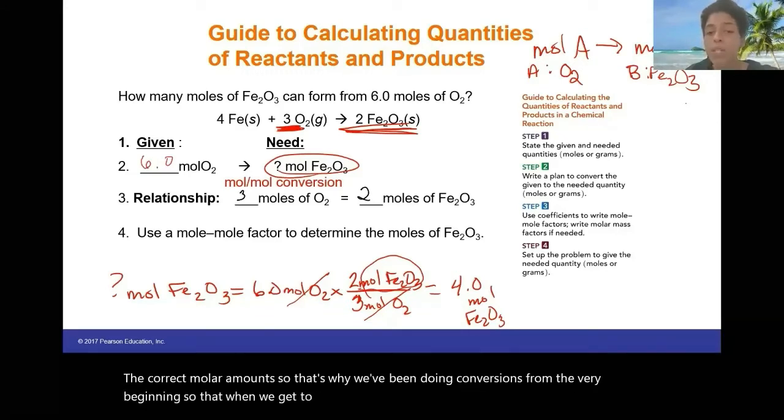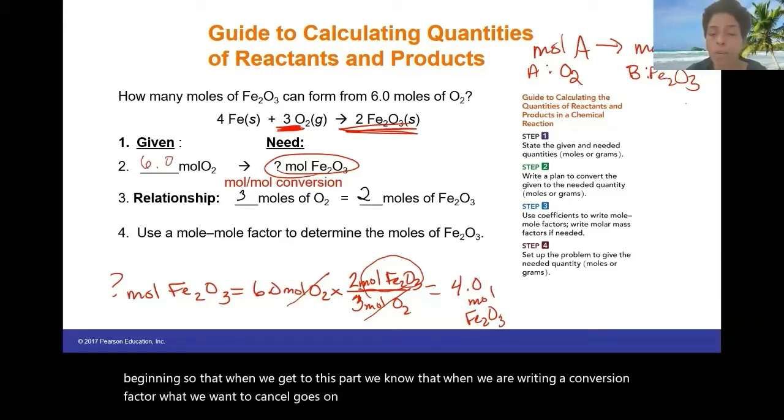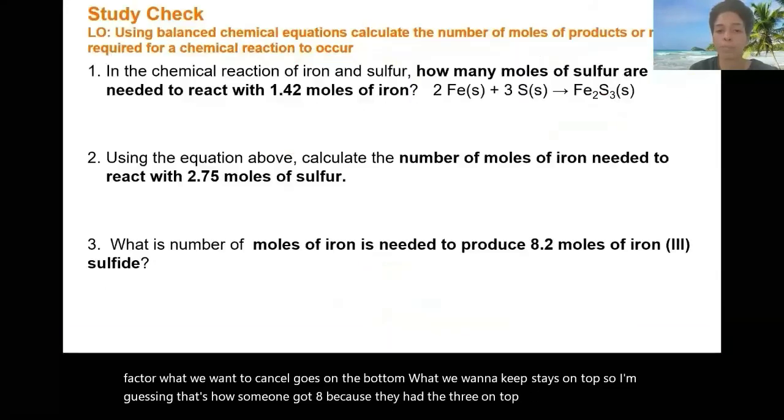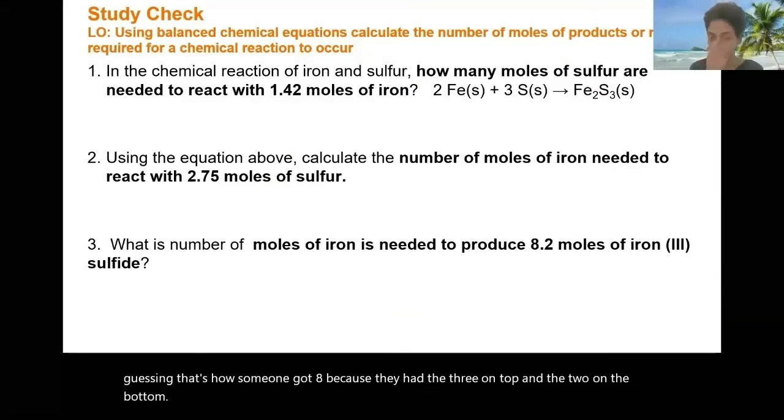So that's why we've been doing conversions from the very beginning, so that when we get to this part, we know that when we're writing a conversion factor, what we want to cancel goes on the bottom, what we want to keep stays on top. So I'm guessing that's how someone got 8, because they had the 3 on top and the 2 on the bottom. All right, let's try some more.